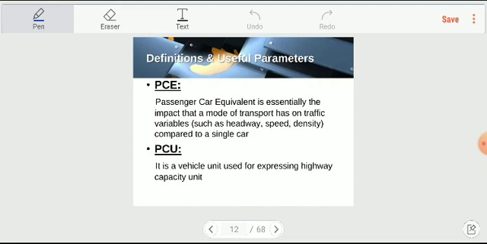So what is PCE? It's the passenger car equivalent, which is essentially the impact that a mode of transport has on traffic variables such as headway, speed, and density compared to a single car. So we know that the impact of a heavy truck is much more than a passenger car on headway, speed, and density. And PCU is a vehicle unit used for expressing highway capacity.